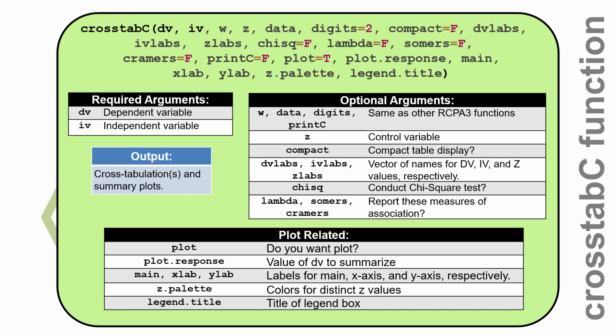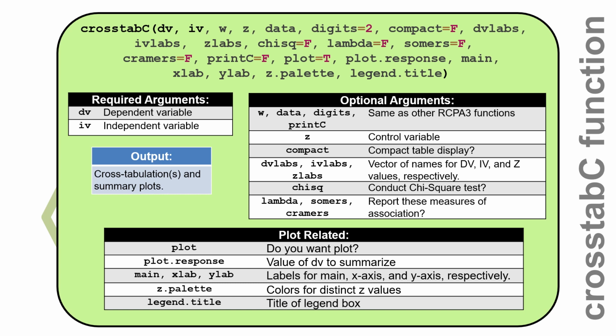I will cover other uses of crosstabC, like making controlled comparisons, graphing relationships, and hypothesis testing, which come up later in the book, in separate videos. The crosstabC function has two required arguments. dv is set equal to the dependent variable, and iv is set equal to the independent variable.